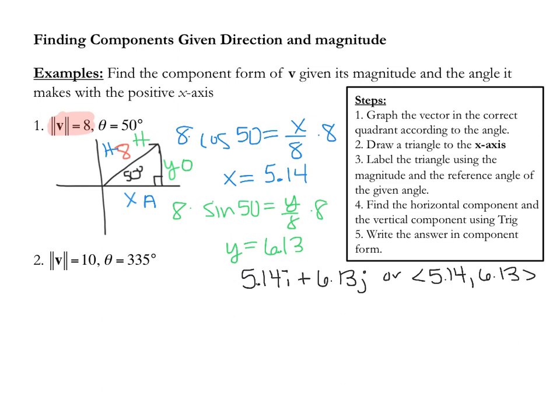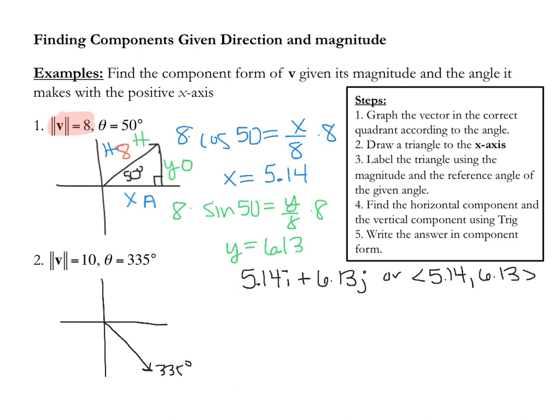So go ahead and pause it and try the second one here. Try number 2 on your own, and then I'm going to walk through it in 3, 2, 1. So again, we want to start by drawing it first. This one has a different degree, 335 degrees, which means we're in a different quadrant. So that's going to be down here, 335 degrees.